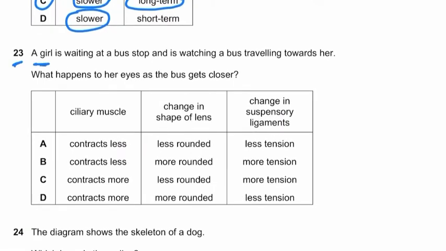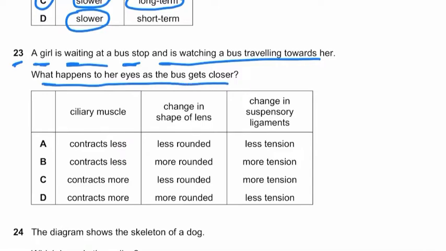A girl is waiting at a bus stop and is watching a bus traveling towards her. What happens to her eyes as the bus gets closer? So guys, this is all about the accommodation reflex. What happens? The bus is getting closer. So the far vision is converted into the near vision.